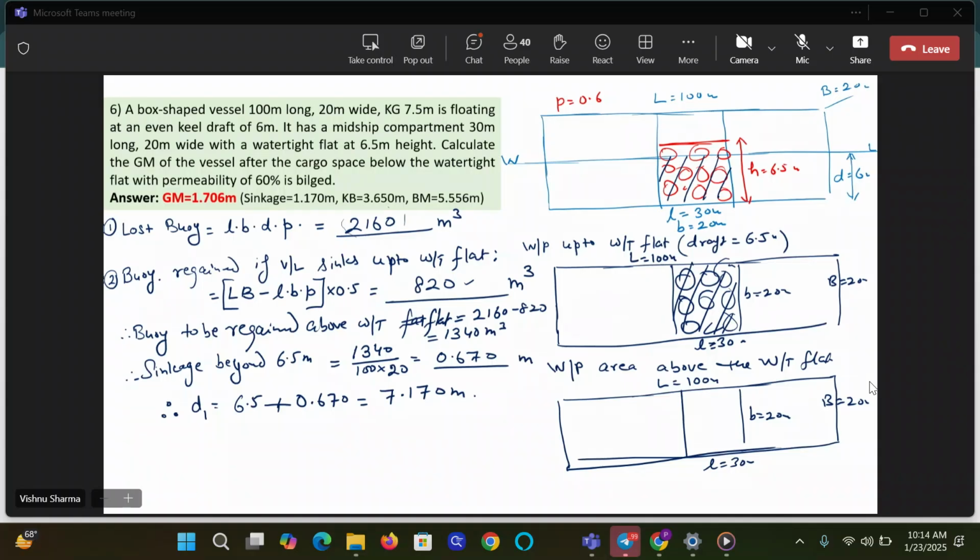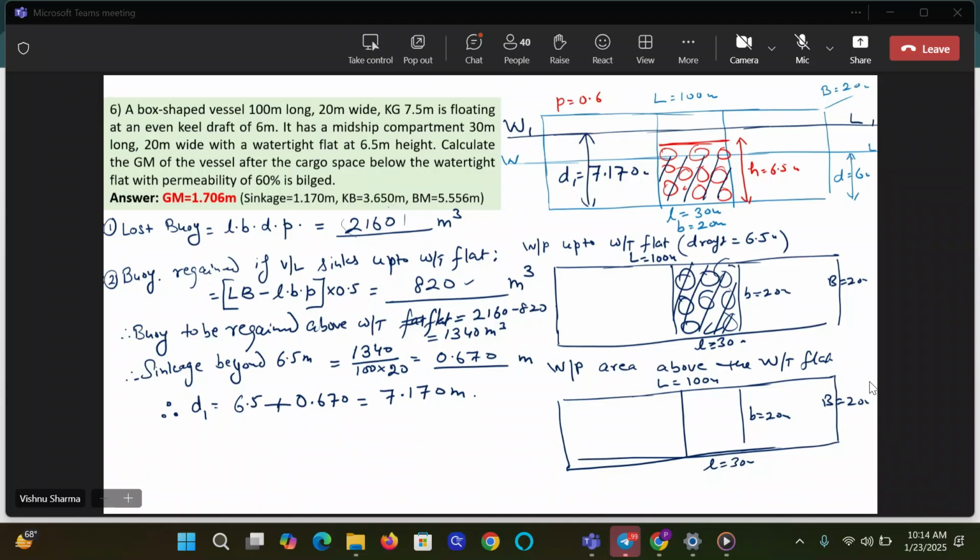Correct? Yes, sir. So now once you calculate this, you will mark your W1L1. Until now, you could not have marked your W1L1. So you see in this case, W1L1 will be marked now, not in the initial diagram only. So now I can mark the final water line W1L1, which is after bilging, in which this draft D1 is 7.170 meters.